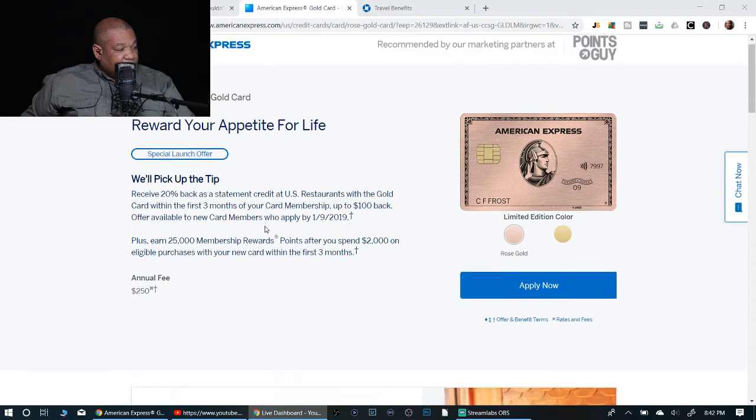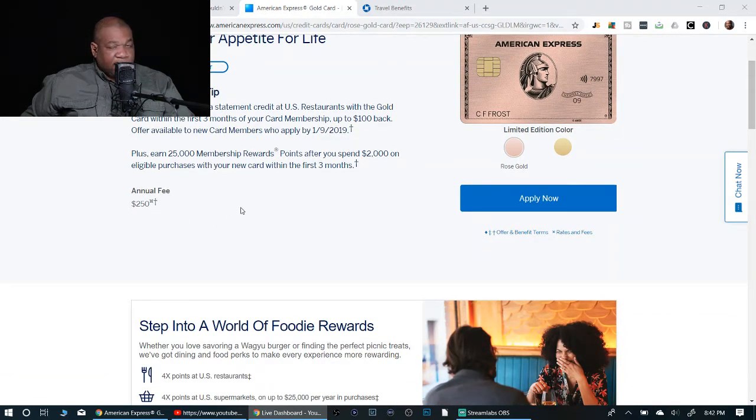Okay, other stuff here. The annual fee here is going to be $250. Now, they did up the annual fee. Unfortunately, they upped the annual fee like they've done to a lot of cards now. But I think it's worth it because of some of the benefits that they put in this card. I think it's definitely worth the annual fee, upping the annual fee.